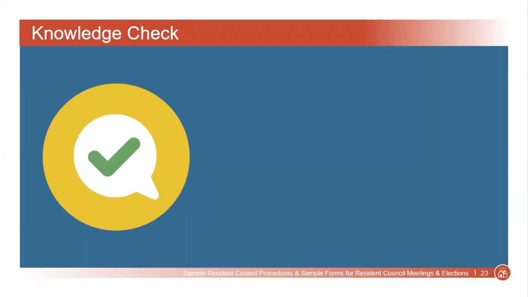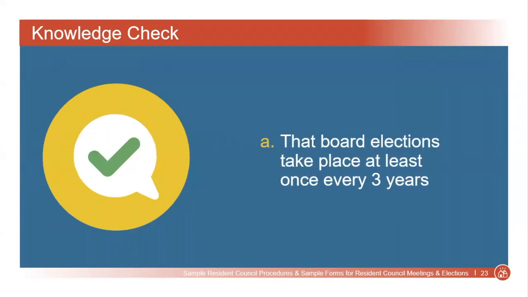The correct answer is A. Board elections must take place at least every 3 years. HUD does not require a term limit for board members, though you can add one to your bylaws. HUD also does not require a specific procedure to fill midterm board vacancies.